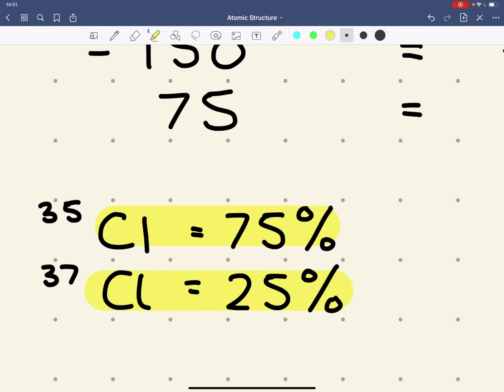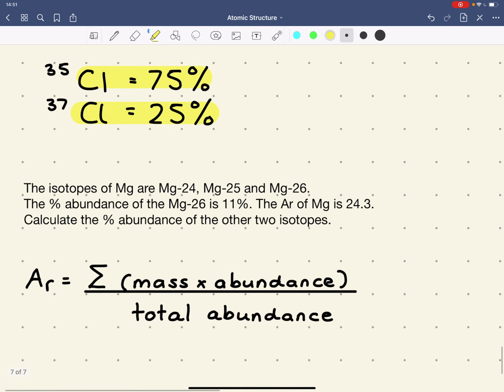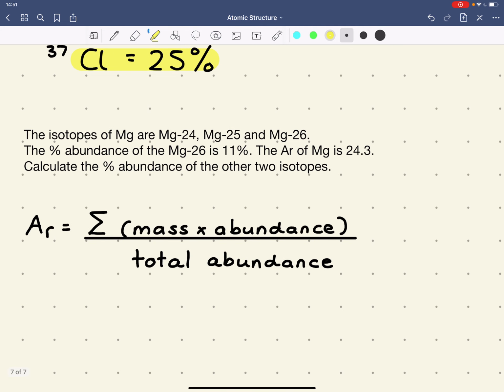Now, we're going to move on to a different one. It says this time we've got three isotopes of magnesium with mass numbers of 24, 25 and 26. I'm told the percentage abundance of the magnesium 26 is 11% and the Ar of magnesium is 24.3, and I need to calculate the percentage abundance of the other two isotopes.